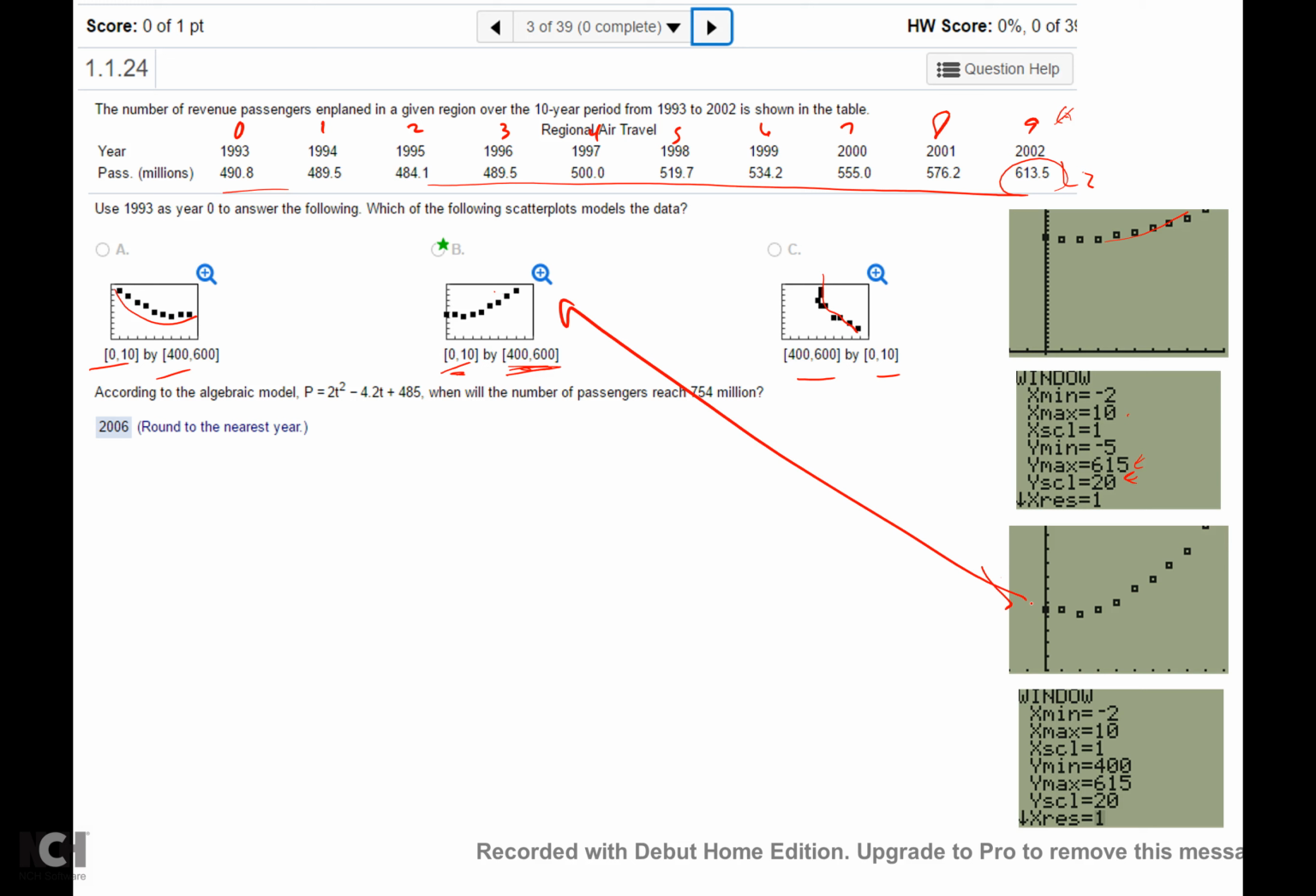Okay? And then for the second part, it says according to the algebraic model, so they've already done a quadratic regression on this scatter plot and they came up with this regression equation. And it says when will the number of passengers reach 754 million? That's a y value, because x is time. So they're telling me to change the y, which is whatever's over here. Remember, this can be written using y and x. They use different letters just to make it easier for you to see, this is how many people are deplaned, and t is time. Okay, but anyway, so we're trying to set this y coordinate to 754 million.